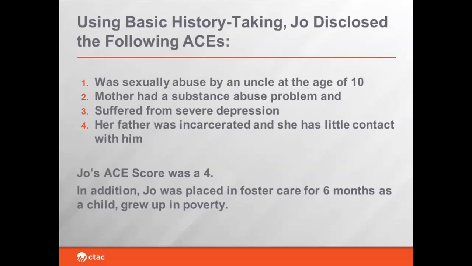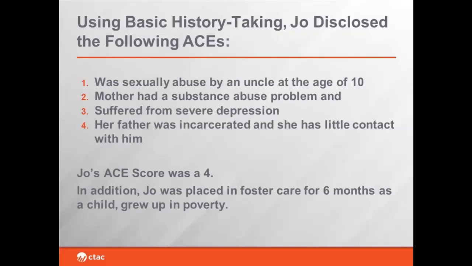So again, in working with Jo, this is not unusual in my work, in our work with folks. So using basic history taking, and again, as folks already mentioned, using basic listening techniques and skills, being empathic, allowing folks to tell their stories. So these are some things that Jo has disclosed as a result of simply listening and allowing folks to tell their story. Jo has shared that she was sexually abused by an uncle at the age of 10. Her mother had a substance abuse problem and suffered from severe depression. And her father was incarcerated, and she has had little contact with him.